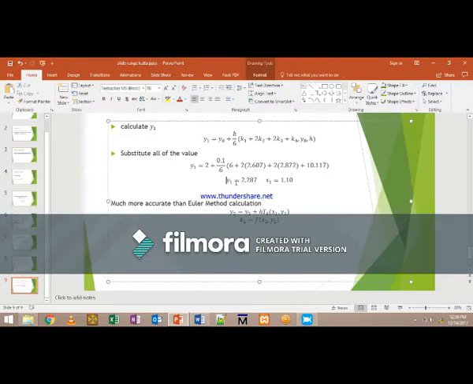1.10. It is much more accurate than the Euler method calculation, which is y2 equals y1 plus h times f, which is a function of x1 and y1, and the value of k1 equals the function of x1 and y1.